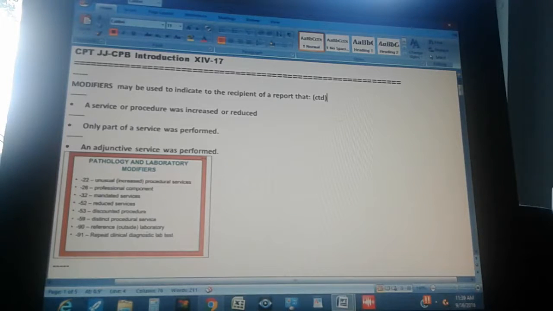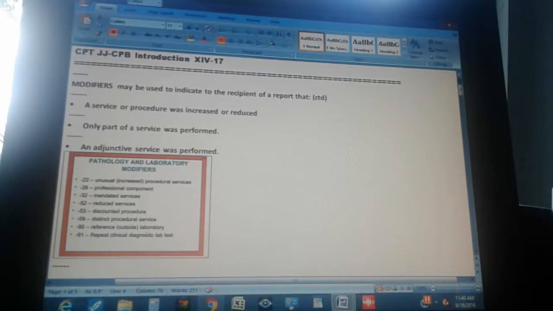And then the last one is that an adjunctive service was performed. What's an adjunctive? It means beside it, close to it. Adjunctive means just near it, right? So something extra was performed. So you use a modifier for that.